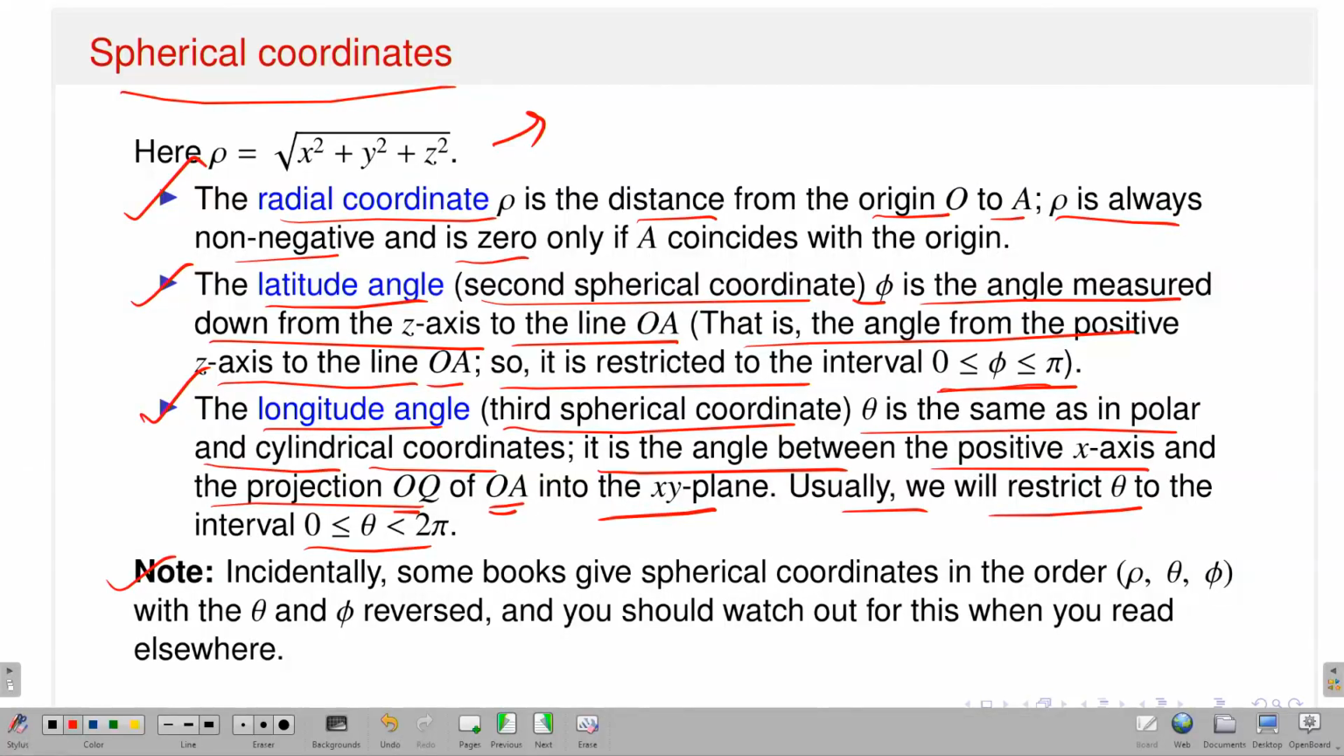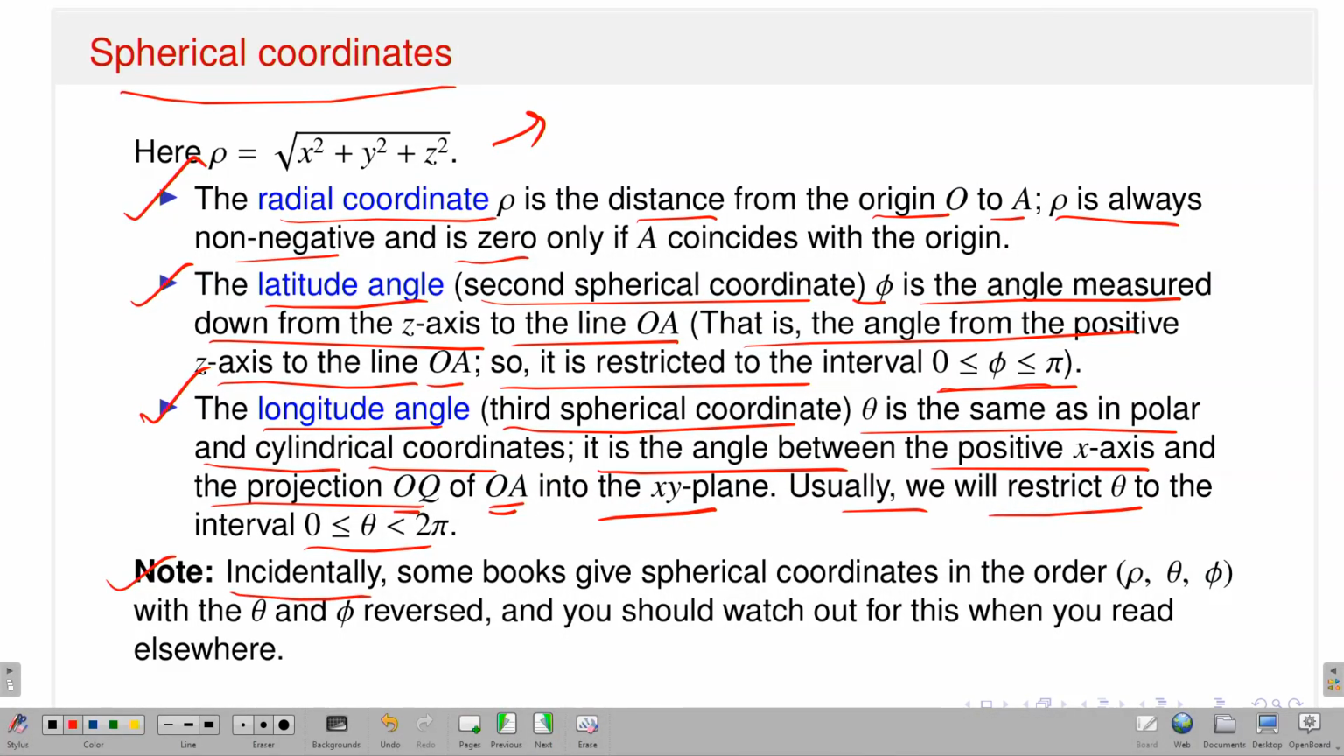I want that it should vary from 0 to pi. And what is your angle theta? That means you have the line OA, take the projection in the xy plane, and theta is nothing but the angle from the positive x-axis in the anti-clockwise direction, and I want that it should vary from 0 to 2 pi. So there is a small note I have written.